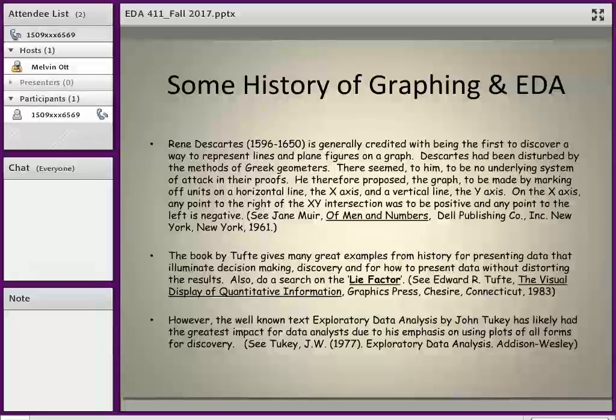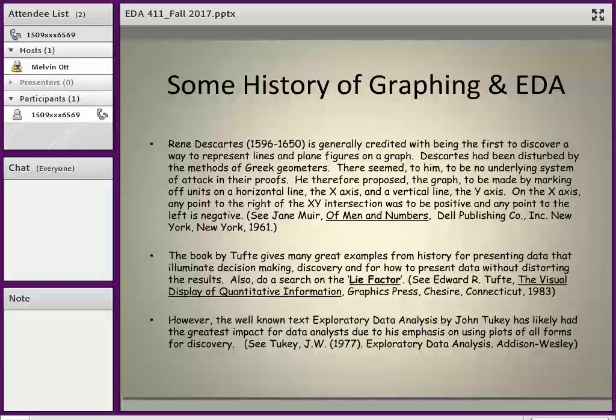I want to give you a little bit of history of graphing and exploratory data analysis. The idea of graphing, the way we look at it today, was probably first started by a guy named René Descartes a long time ago. If you want to read some of that history, there's an old book out there, Men and Numbers, published way back in 1961. It's interesting to go back and look at how some of this business that we take for granted today originated in the people that came up with it.